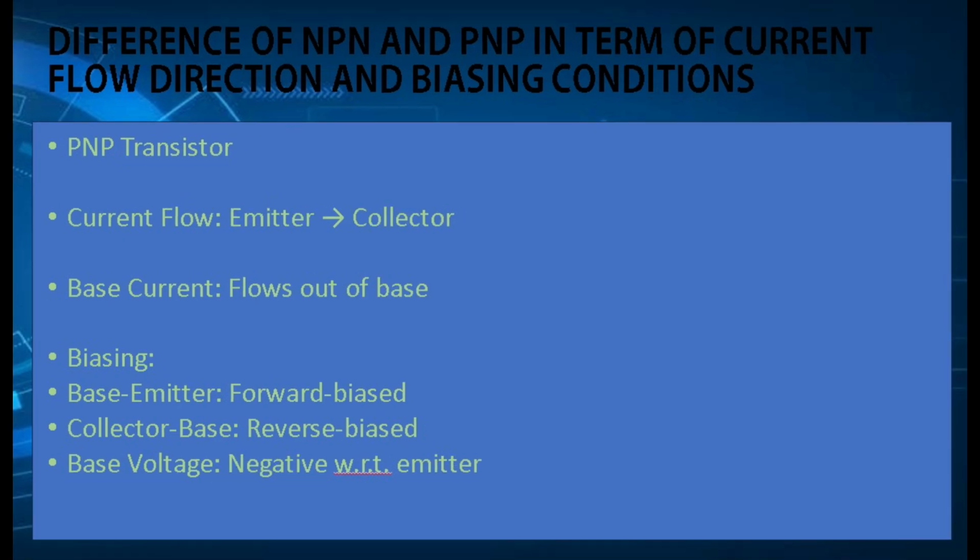Next, we are going to see the difference of the PNP transistor to the NPN transistor. For the current flow, the current flows from emitter to collector, and the base current flows out of the base. For the biasing, the base emitter is forward biased. The collector base is reverse biased, and the base voltage is negative with respect to the emitter.